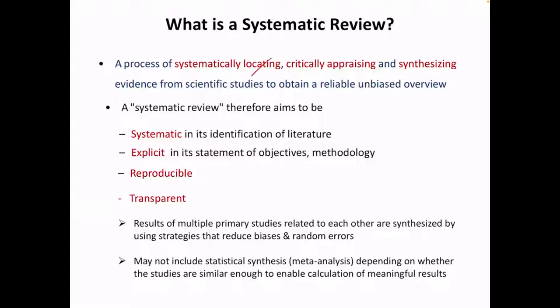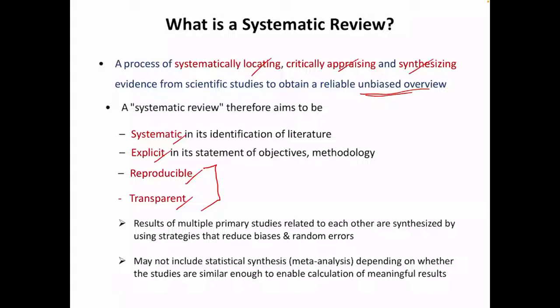So what is a systematic review? It is systematically locating, critically appraising, and synthesizing the evidence from scientific studies to obtain a reliable, unbiased overview. So that is very important. And therefore, it aims to be systematic in its identification of literature, explicit in its statement of objectives and methodology. It has to be reproducible and it has to be transparent. These two words are very important. It's not as if I undertake a systematic review and it finishes. If somebody elsewhere in the world reproduces it, because I would have given every step in a very logical, transparent manner, it has to be reproducible to validate my findings.